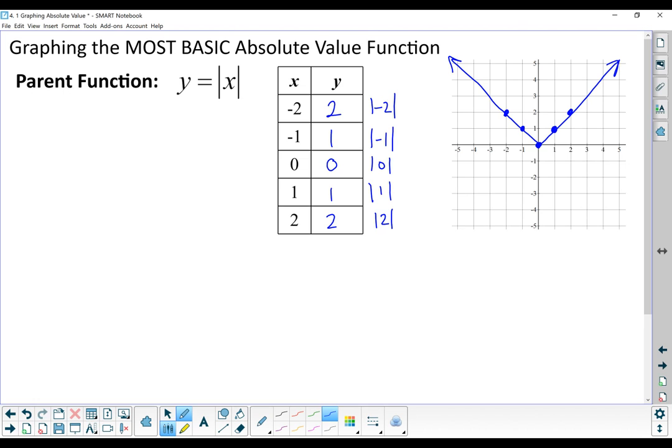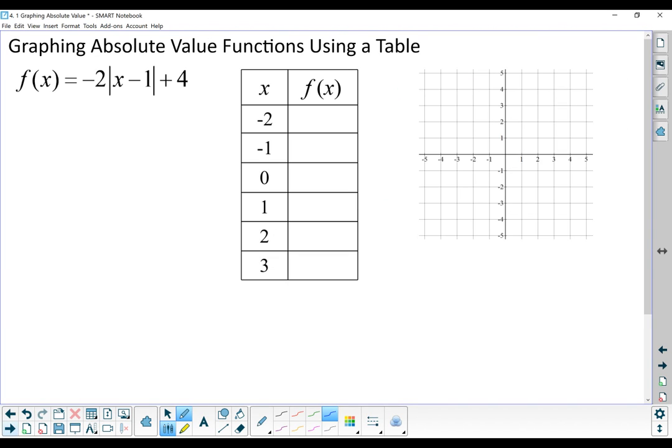So that was a really basic absolute value function. So I want to show you now one that is a little bit more complicated. So this function is negative 2 times the absolute value of x minus 1, and then add 4. So if we substitute each of these x values in our table into our function, we can plot those points to see what this one looks like.